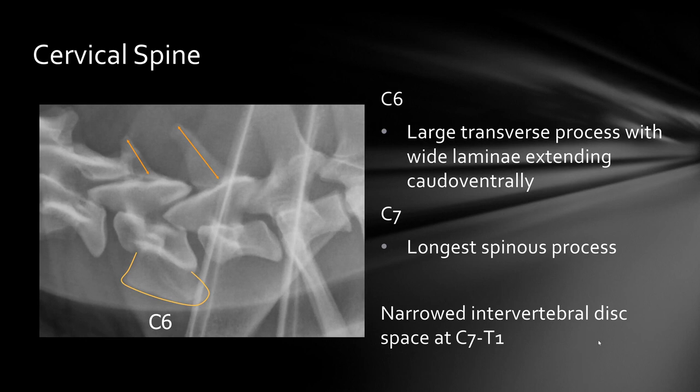One thing to be familiar with is that C7 physiologically has a narrowed intervertebral disc space. This always looks more narrow than the others in the cervical spine. Not to be confused with an abnormality. And of course, at this level we also start seeing the first pair of ribs.